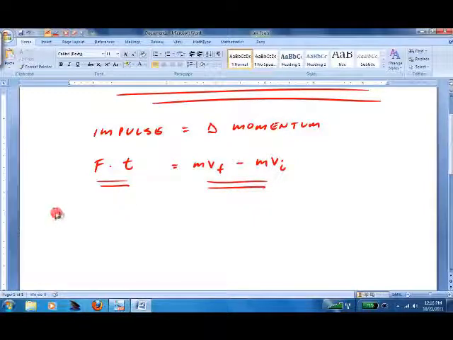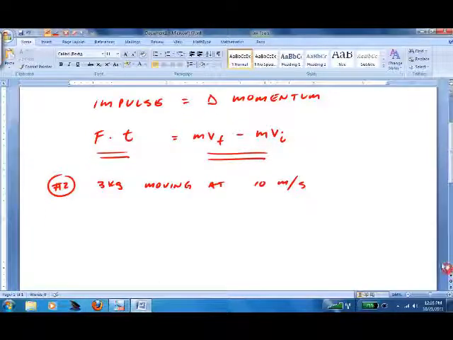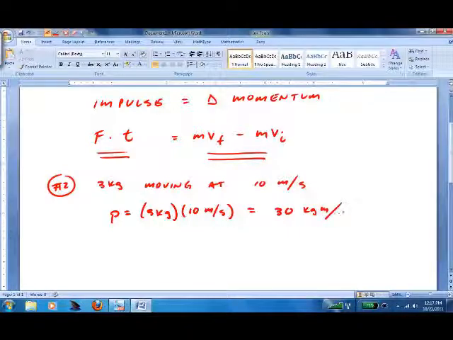So again, number 2, we have a 3-kilogram ball moving at 10 meters per second. Well, that means we're working on this side of the equation. How did it get there? What's going on? I don't know, but let's calculate the momentum. So momentum, P, is 3 kilograms times 10 meters per second, also known as 30 kilogram meters per second. That's momentum. That's A.